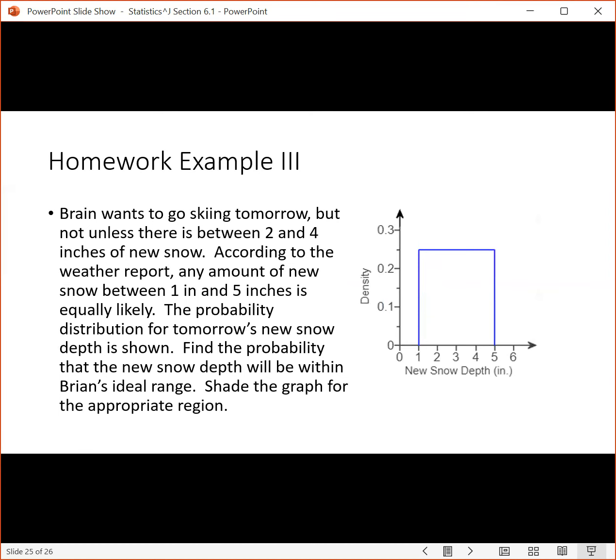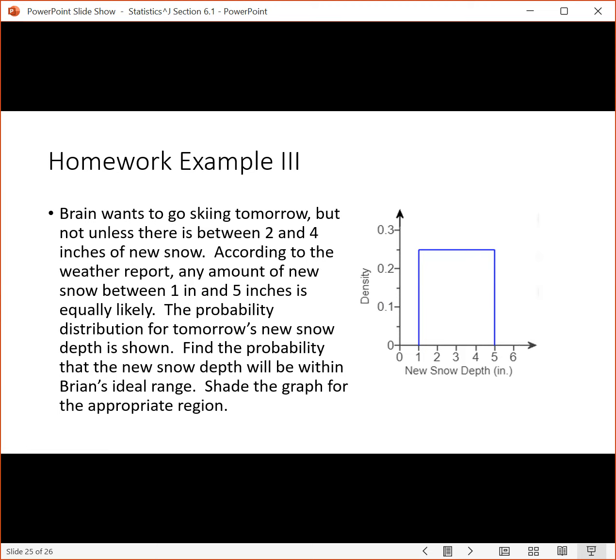Let's look at another one. So Brian wants to go skiing tomorrow, but not unless there's between 2 and 4 inches of new snow. According to the weather report, any amount of new snow between 1 inch and 5 inches is equally likely. Again, we got that if there's an equal likelihood of any given outcome, then that's going to be a flat line for our curve. The probability distribution for tomorrow's new snow depth is shown. Find the probability that the new snow depth will be within Brian's ideal range. And then it wants us to shade the graph for the appropriate region.